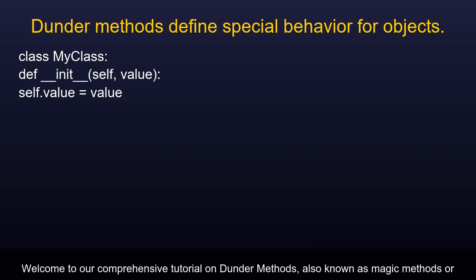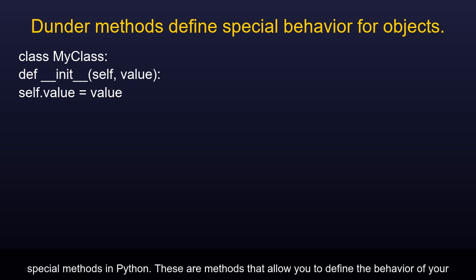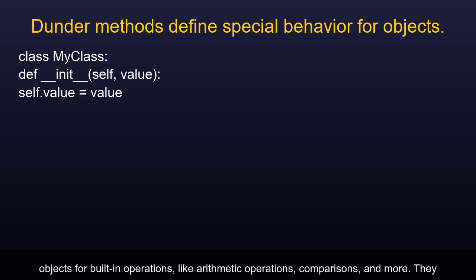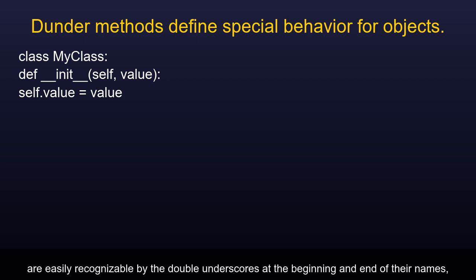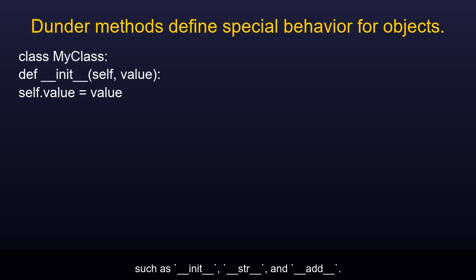Welcome to our comprehensive tutorial on Dunder methods, also known as magic methods or special methods in Python. These are methods that allow you to define the behavior of your objects for built-in operations, like arithmetic operations, comparisons, and more. They are easily recognizable by the double underscores at the beginning and end of their names, such as __init__, __str__, and __add__.